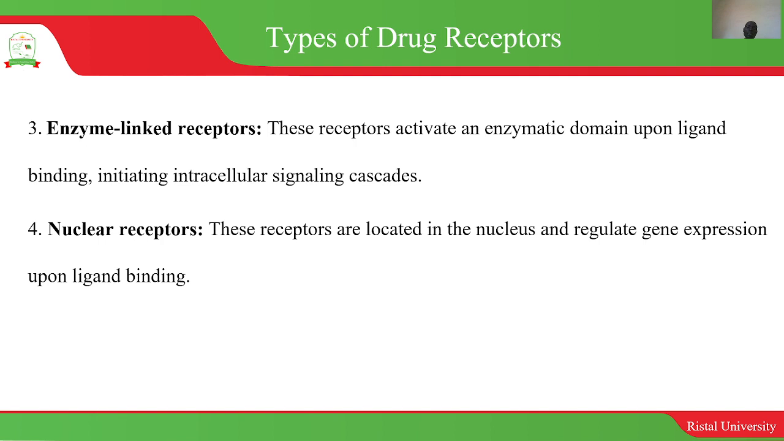Number three, we have the enzyme-linked receptors. These receptors activate an enzymatic domain upon ligand binding, initiating intracellular signaling cascades. So in enzyme-linked receptors, once the enzyme is linked with the receptor, a series of intracellular signal cascades begin upon binding of the ligand. You see a lot of biochemical reactions occur and we start to see the outcomes. Nuclear receptors are receptors located in the nucleus and they regulate gene expression upon ligand binding.